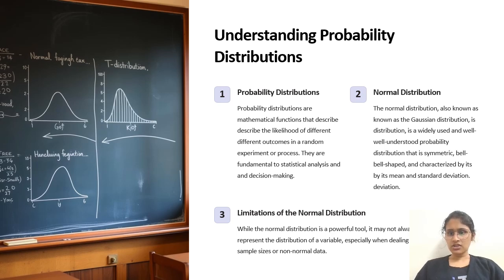Normal distribution. The normal distribution, also known as the Gaussian distribution, is a widely used and well understood probability distribution that is symmetric, bell shaped, and characterized by its mean and standard deviation. Limits of the normal distribution. While the normal distribution is a powerful tool, it may not always represent the distribution of a variable, especially when dealing with small sample sizes or non-normal data.